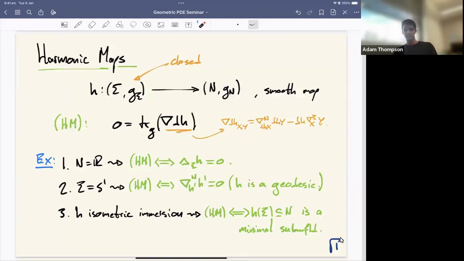And then the third one is if my h is an isometric immersion, and I look at the image of sigma in N, then this harmonic map equation becomes precisely the equation for this image to be a minimal submanifold when it has the induced metric.